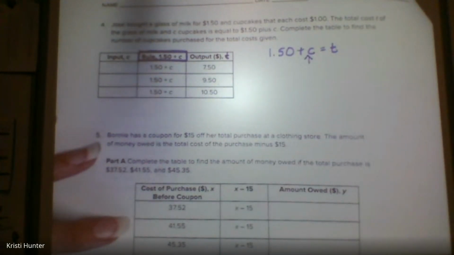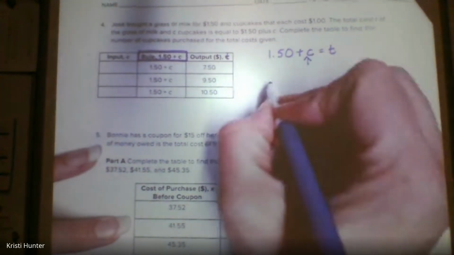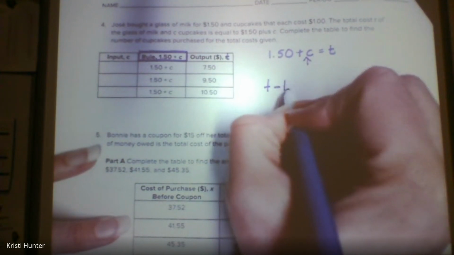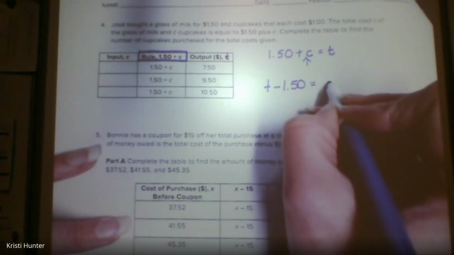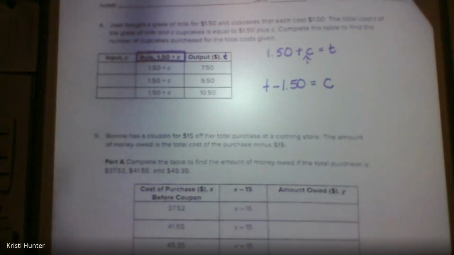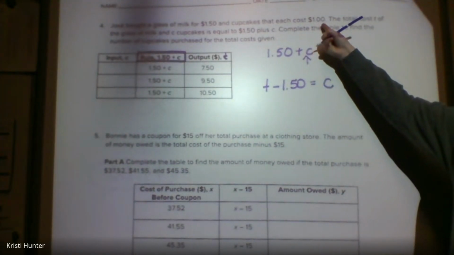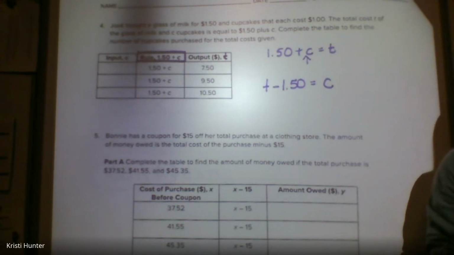So if I think about what I know about addition, I know it's the opposite of subtraction. So if I take my total cost and I take away this $1.50, I should get how many cupcakes they purchased. Now, the reason that they don't have the times $1 there is because they're just $1. So it just leaves the C there.